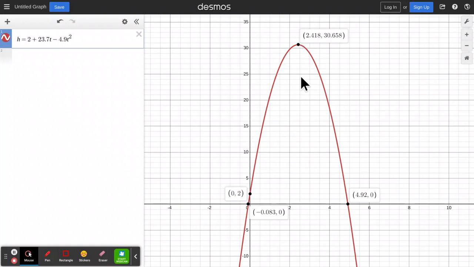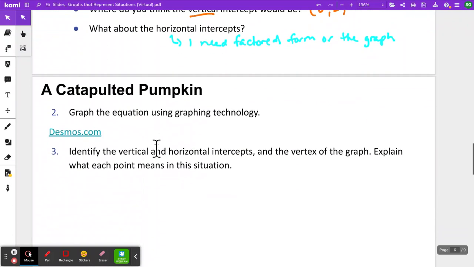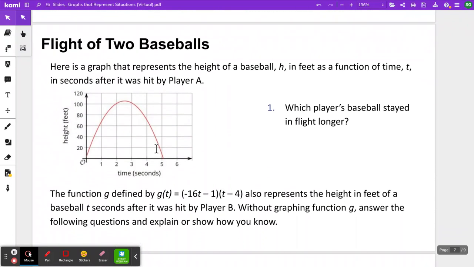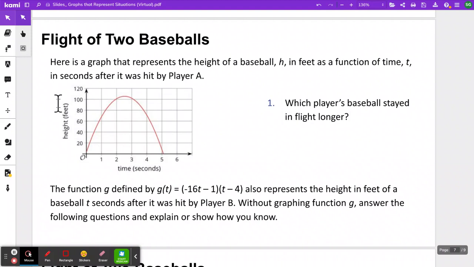Those are going to be the points that tell you the most information about the story. We have one final question we're going to be looking at. I like this question because you are going to be using everything you know to compare two situations. For this story, it's going to be us comparing the flight of two baseballs. We've got the first question here on the screen. Go ahead, pause the video here and try this now.